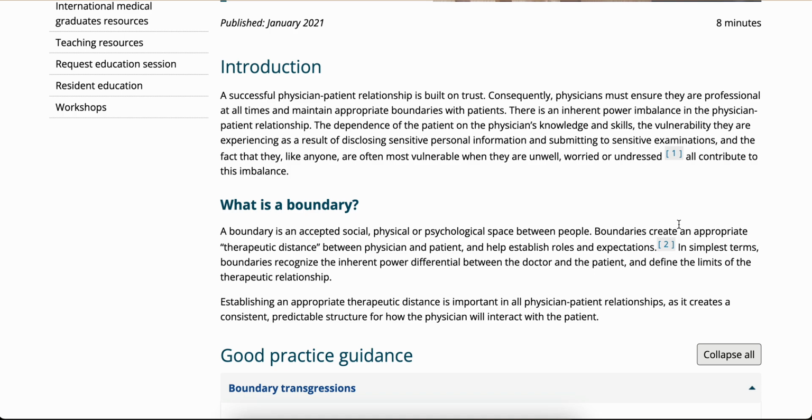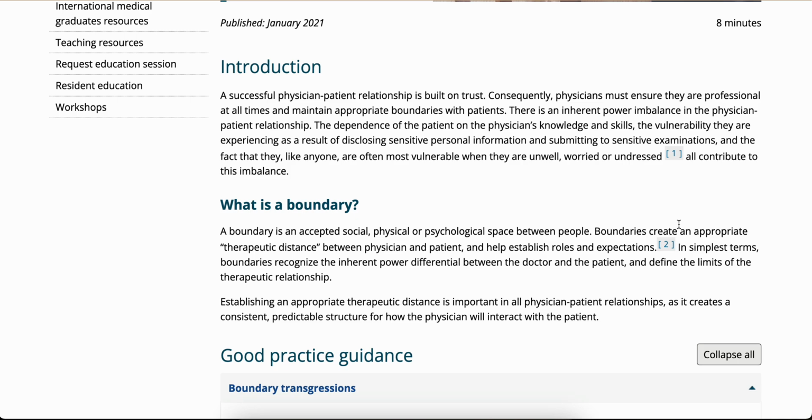So what is the boundary? Boundary is an accepted social, physical, logical space between people. Boundaries create an appropriate therapeutic distance between a physician and a patient and help establish roles and expectations. In the simplest terms, boundaries recognize the inherent power differentials between a doctor and a patient and define the limit of the therapeutic relationship.